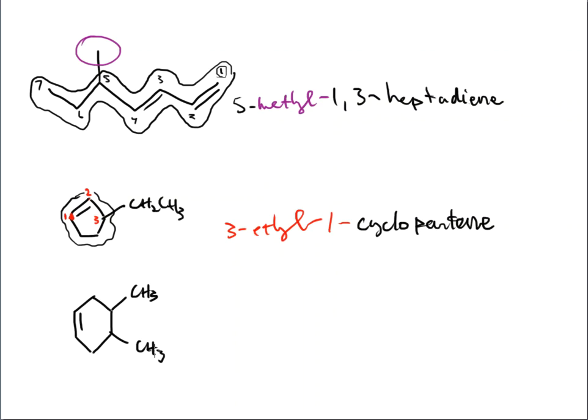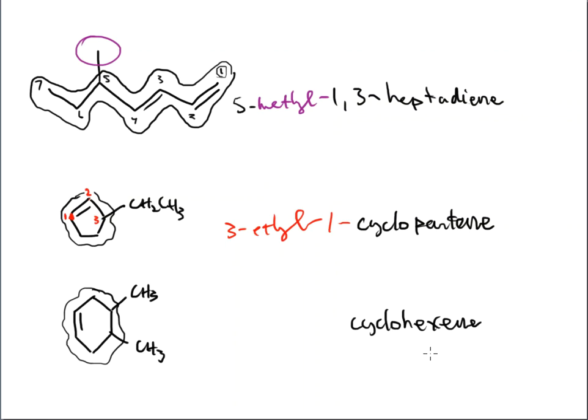Okay, so we need to double check your name for this structure. Well, the longest carbon chain that includes the double bond is going to be the ring system here. All right, so this is a cyclohexene. Well, I need to go through the double bond in the numbering in order to count it, because there are other substituents on this structure as well.